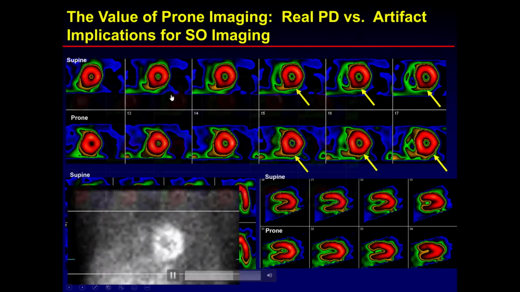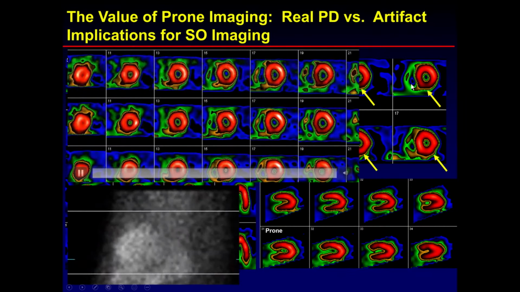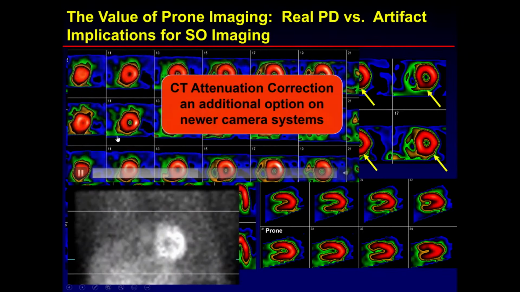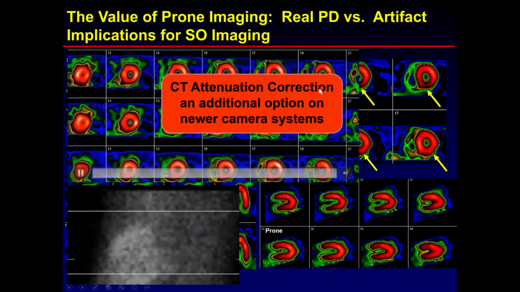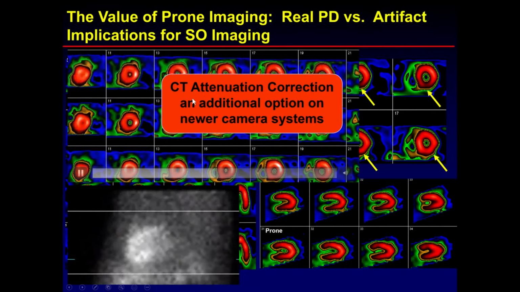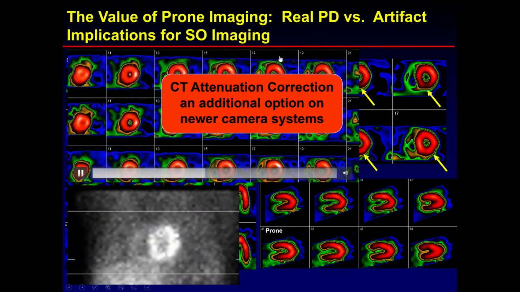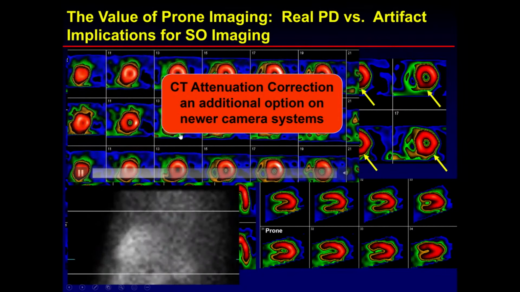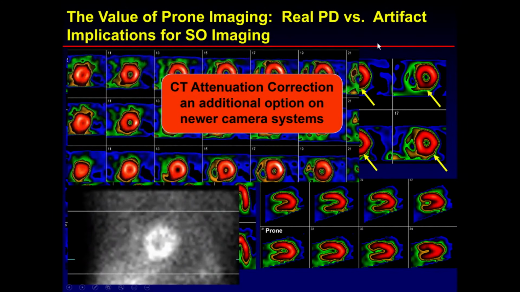The patient also had normal wall motion, which, based on these images, you would say this is a normal study. And remember that nowadays some of the gamma cameras can also do CT attenuation correction, which is an additional option on these newer cameras. But here we do both prone imaging as well as CT correction, depending on which camera the patient tends to be imaged on.